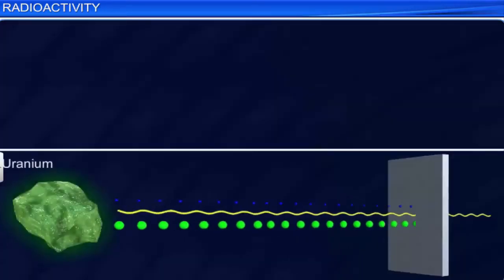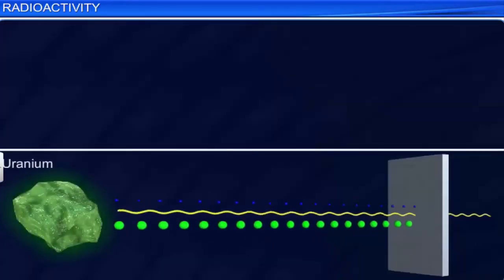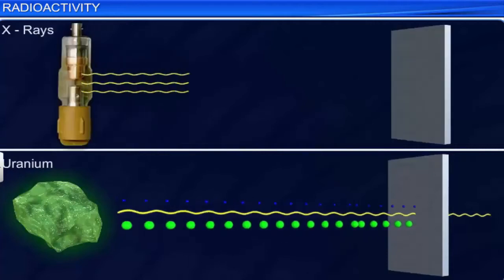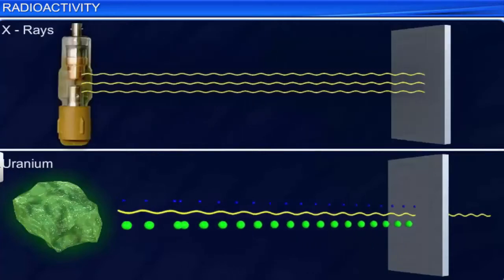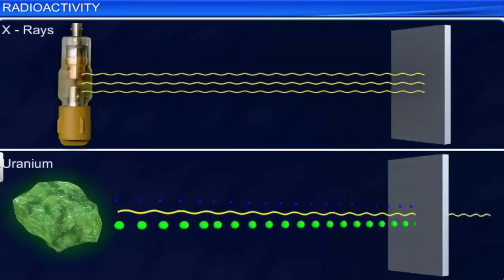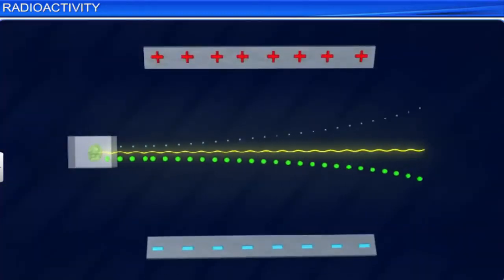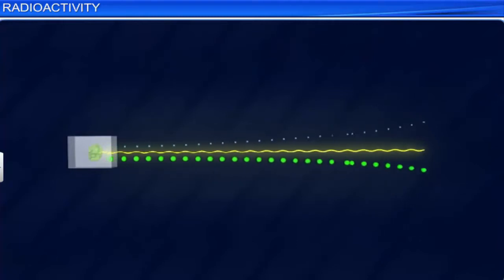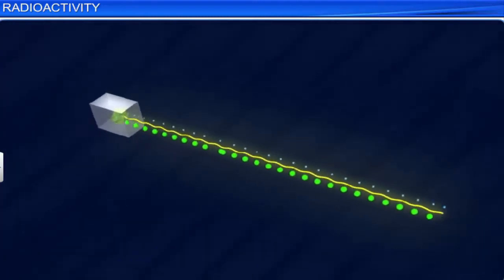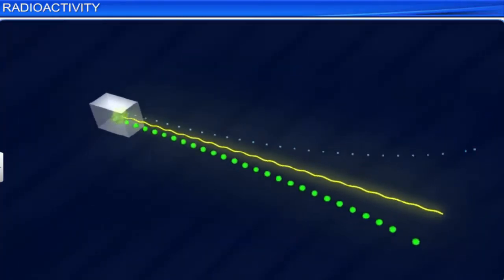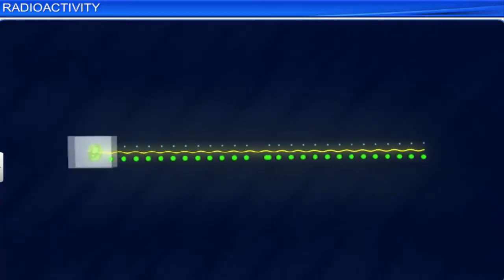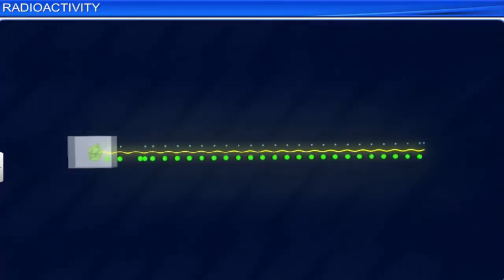Some more experimental observations were that these radiations have more penetrating power than X-rays, and they get deflected in the presence of an electric field and a magnetic field. These new radiations were named Becquerel rays.